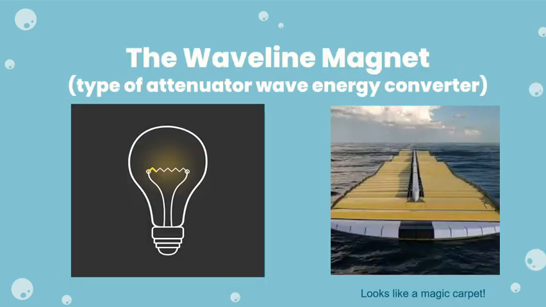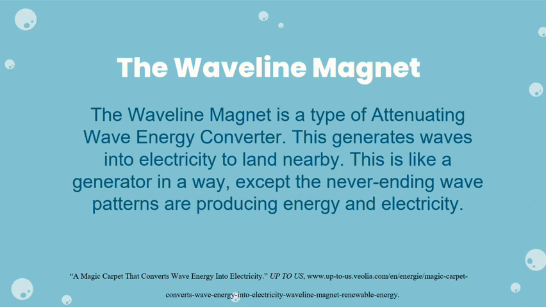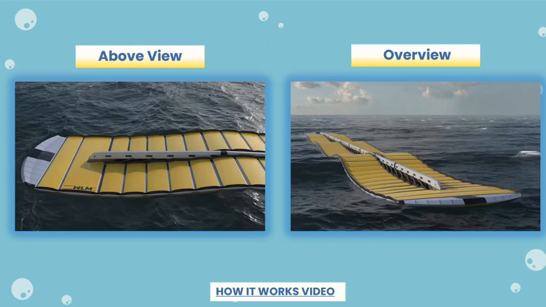Specifically, the attenuating wave energy converters, they have many different products out there, but I chose this specific one, and it is called the Waveline Magnet. It kind of looks like a magic carpet, if you want to say. This is a wave energy converter, specifically an attenuating one. This generates electricity from waves from land nearby, and we'll get to learn a little more about it and who created it, why they created it, and more information. Here's an above view and a side view.